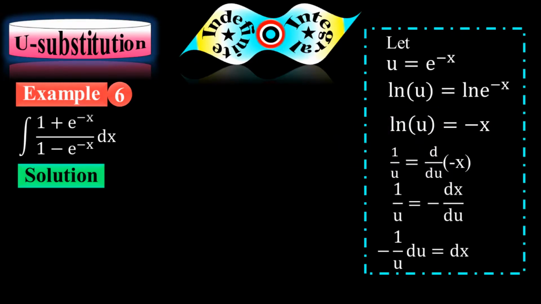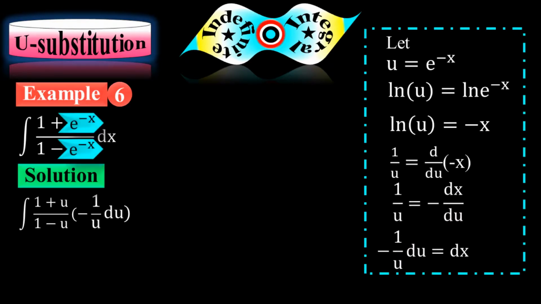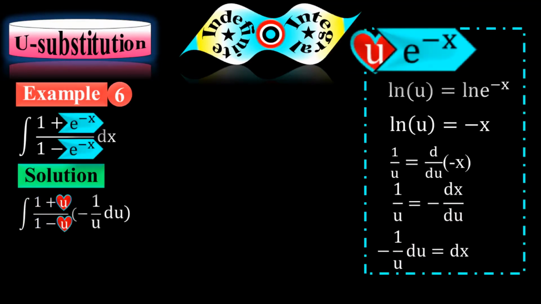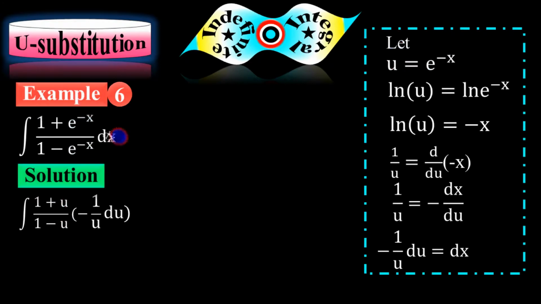Separate the variables x and u. On the left-hand side we have the u term, which is minus 1 over u times du, equals dx. Just replace e to the minus x by u here, and dx by minus 1 over u du. Now why did we do this extra calculation? Because ultimately we need everything in the u term. We don't need x.